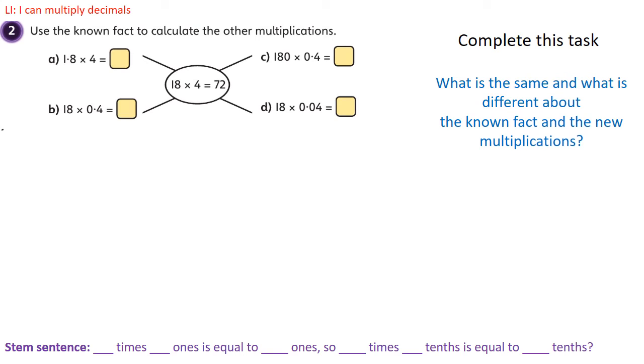Finally, you've got D. And this just needs our stem sentence changing a little bit, doesn't it? So if we have 18 times 4 ones is equal to 72 ones, so 18 times 4 hundredths is equal to 72 hundredths. Use your place value chart. How are you going to write 72 hundredths?